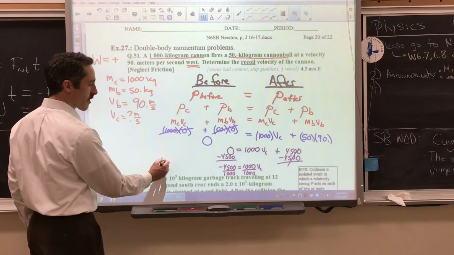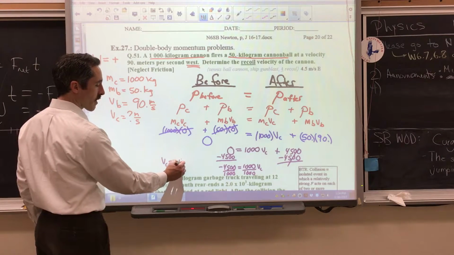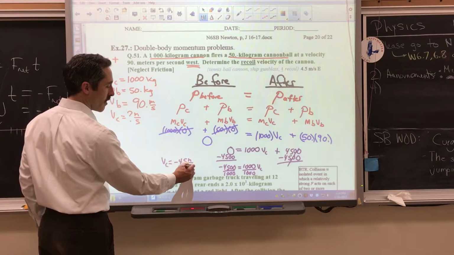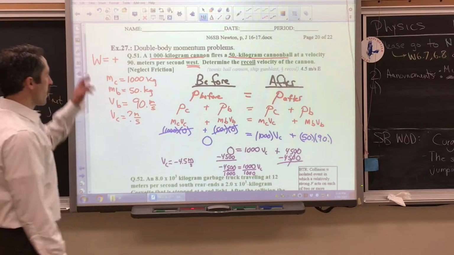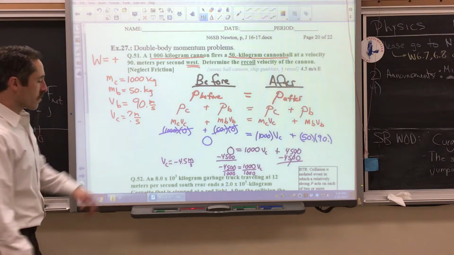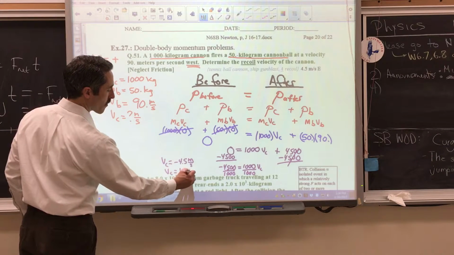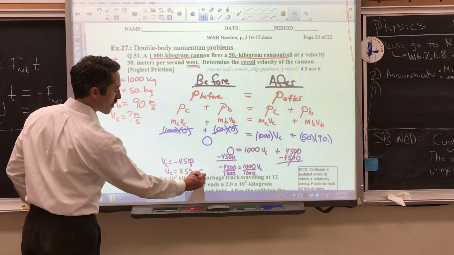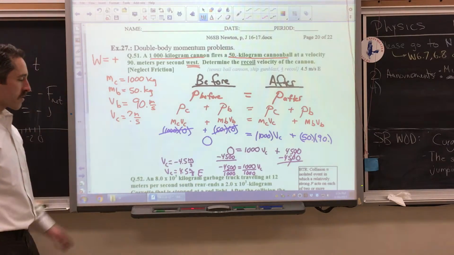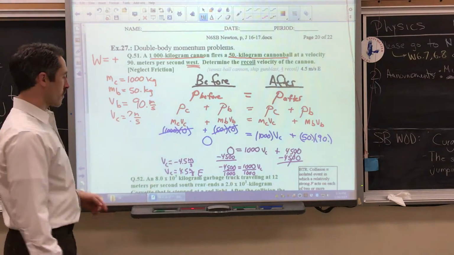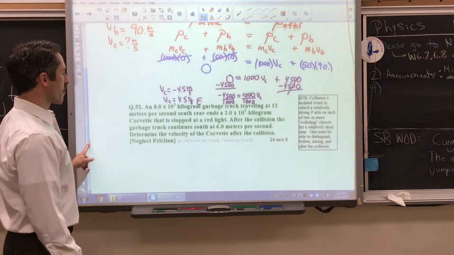And your velocity of the cannon after will be negative 4.5 meters per second. Now, since we defined positive to be west, this is also written as 4.5 meters per second east. One or the other. Don't write the negative and east. It's either negative or east. There's your answer. Good. Now we come down to this next one.